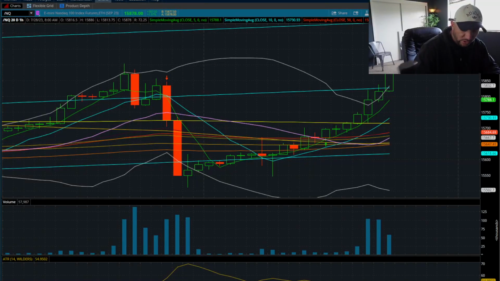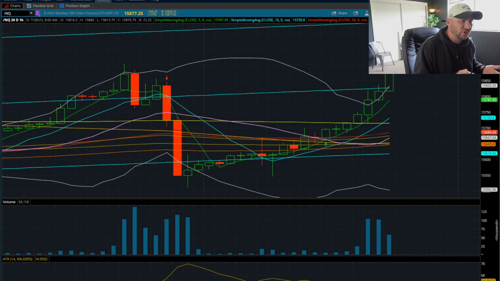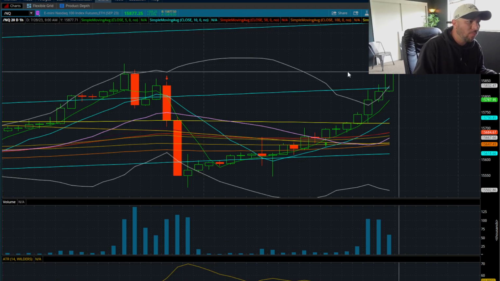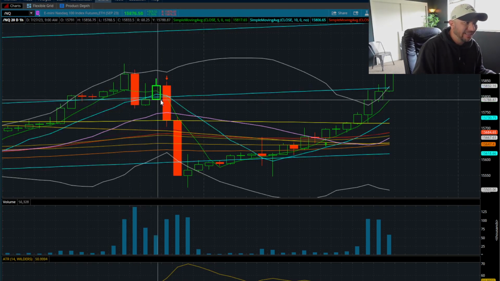What's going on, everyone? Let's do a quick intraday recap on the Nasdaq. What we're looking at here is the futures. Hell of an absolute recovery from yesterday's selling pressure. If we go back and look at yesterday's price action, look at the short down below the linear regression channel here.